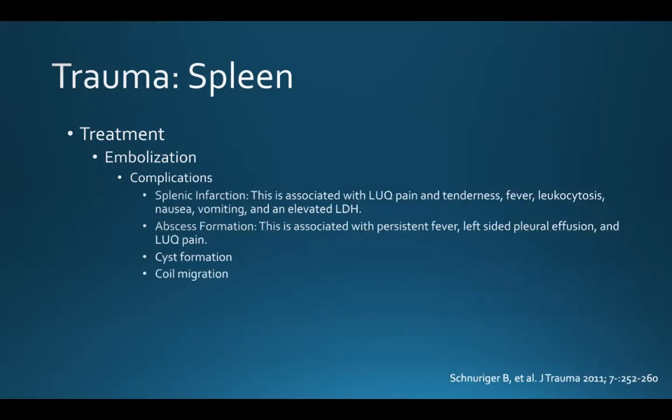And these complications include splenic infarction, abscess formation, cyst formation, and coil migration. Splenic infarction is considered in a patient with severe left upper quadrant pain and tenderness, fever, leukocytosis, nausea and/or vomiting, and an elevated LDH. And patients with a post-embolization abscess may present with persistent fever, a left-sided pleural effusion, and left upper quadrant pain.